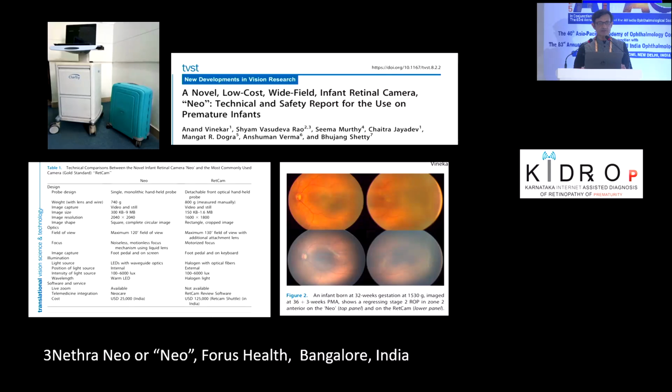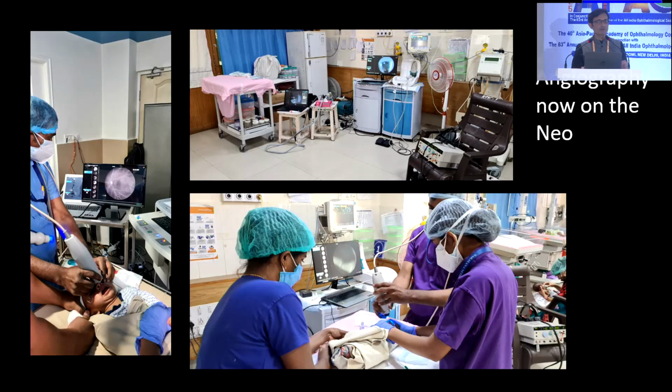Let's talk about the newer imaging devices. So in our own program, in the KidROP program, we have a telemedicine program where we started to use the RedCam shuttle. It's wonderful. It gives us great images, but the program was not scalable because of the cost of the camera. So this was an Indian camera that was invented, and I believe it has an FDA and a CE approval, and now has installations everywhere.